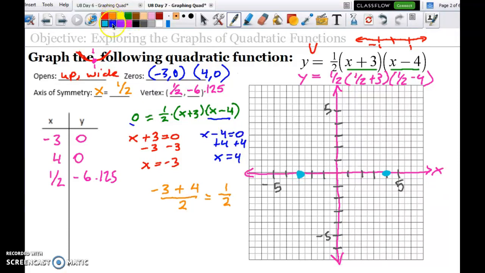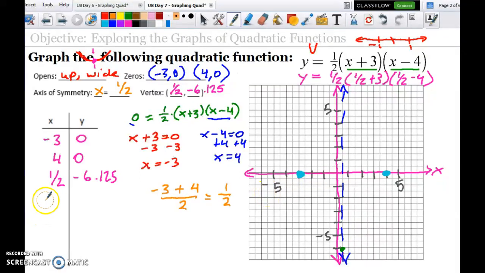My axis of symmetry should be right in between those at x equals 1/2. And then since I went by every other block, 1/2 is right on this line. So there's my axis of symmetry right through there. I'm going to plot my vertex at 1/2, negative 6 1/8. So it's going to be right around here. I'm kind of guessing where the 1/8 is. I'm just putting it there just for now. You can see that I have this U shape, and it's a little bit wider than normal, not super wide, but let's go ahead and try to plot some more points.